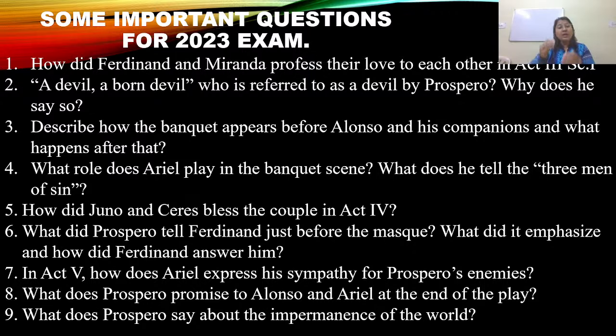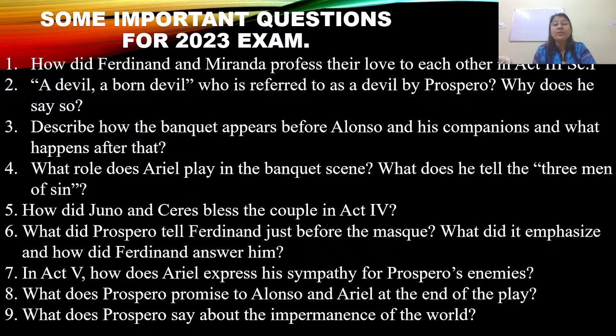Okay, so in this way, one after the other, you will start talking about what all happens in Act 3, Scene 1. Next, a born devil, who is referred to as a devil by Prospero, of course, Caliban. Why does he say so? Because here it comes out that he is the one on whom nurture cannot have any effect. Because he is such a kind of devil by nature. So, that has to be written.